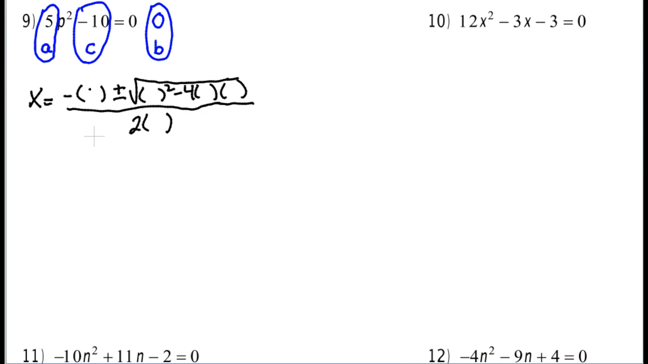Plug it in carefully. 0, 0, 5, 5. And last one is 10. Okay, go ahead a step or two and then see what you get and then stop.